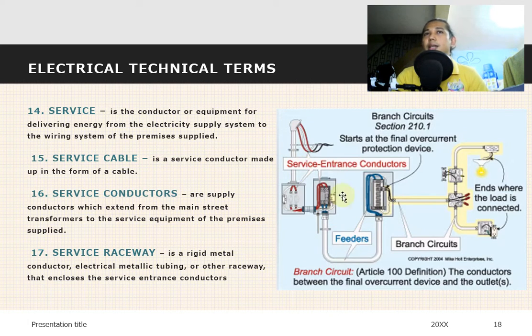This is it. They are the first to receive the current. This is our fuse box, our panel board. It goes to the branch circuit, where it is divided into separate circuits. And we have what we call the service raceway. The service raceway is the pathway where the electricity runs. There are different types of raceways. It's either thick or thin, depending on the supply of energy or electricity needed. It is a rigid metal conduit, electrical metallic tubing, or other raceway that encloses service entrance conductors.